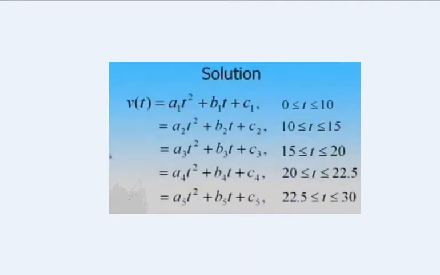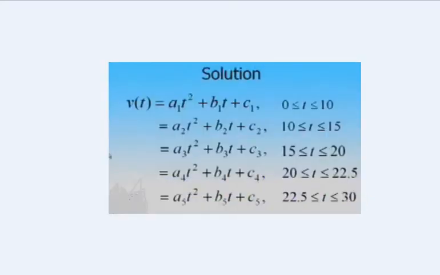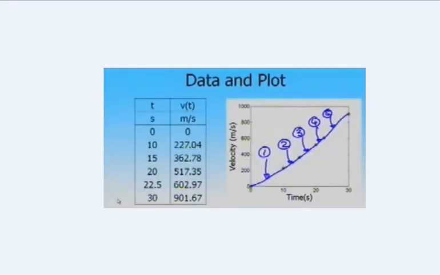Now we have to set up the equations, because a1 t square plus b1 t plus c1 is the basic equation in quadratic spline. But as you can see, we are given these points, so we have to set up 5 equations, and each spline goes through 2 consecutive data points. Like this equation a1 t square plus b1 t plus c1 is going through these 2 data points.